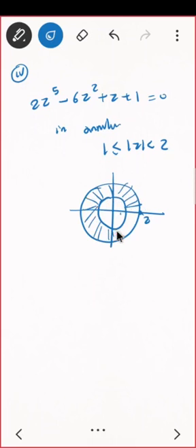How will you do it? Any idea, anyone? I would like to find the number of zeros. But by Rouche's theorem, I know. How will you do it? First of all, let me ask you.